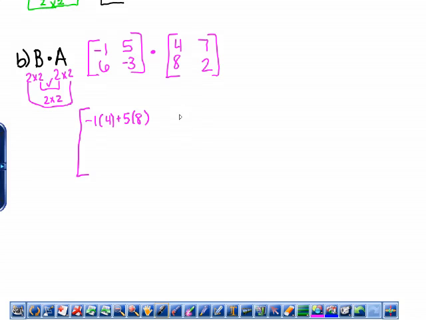All right, top row, second column. Negative 1 times 7 plus 5 times 2. Second row, first column: 6 times 4 plus, be careful with that negative, I would put it in parentheses, negative 3 times 8. And we're going to have 6 times 7 plus negative 3 times 2.